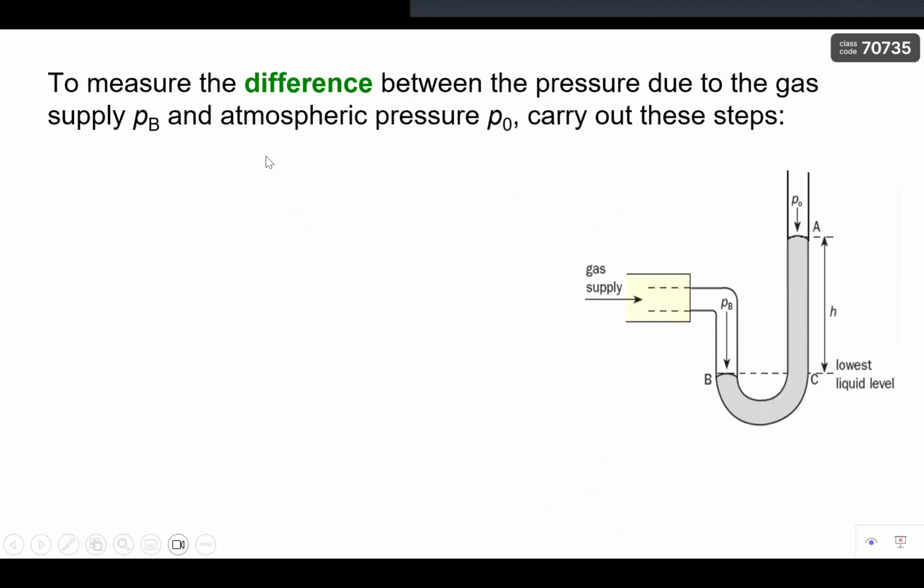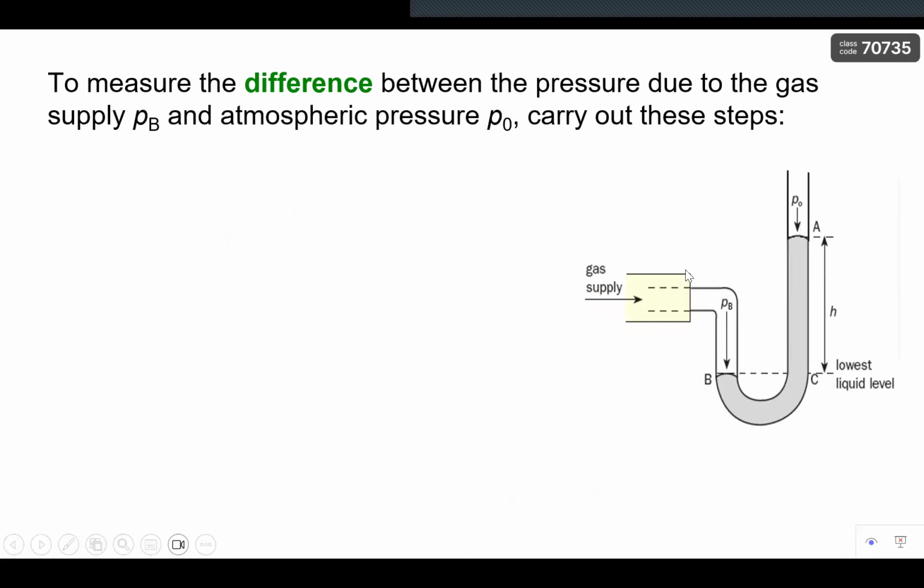Okay, so to measure the difference between the pressure due to the gas supply and the atmospheric pressure, we usually have a manometer set up like that. One side will be connected to the gas. This gas will exert a pressure downwards on the liquid, and the other side will only have atmospheric pressure acting on it.